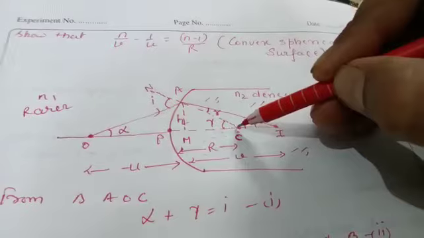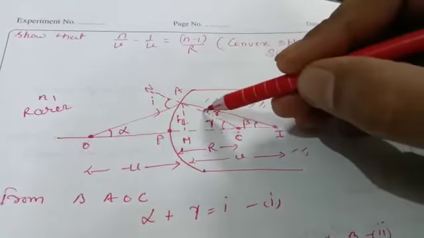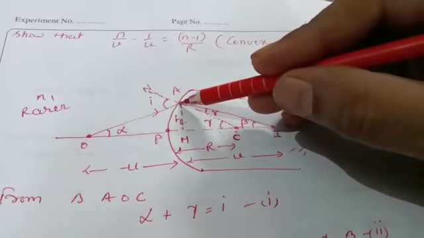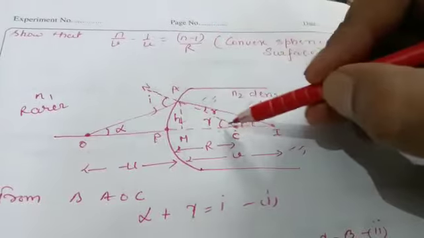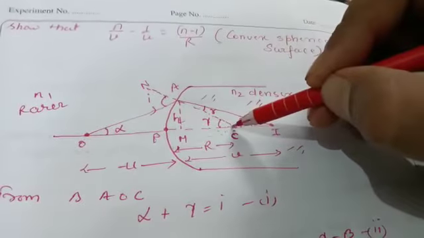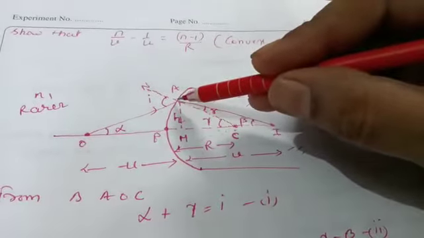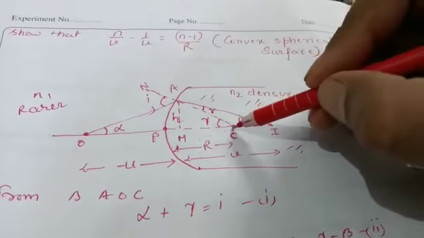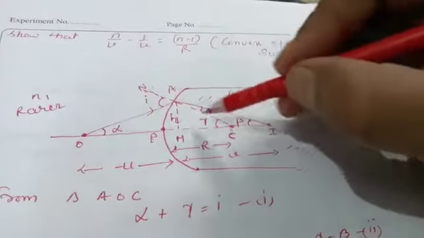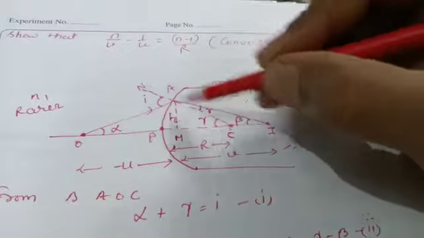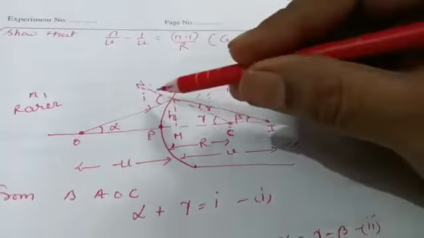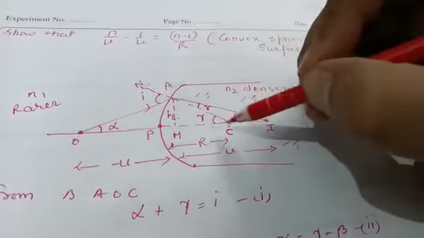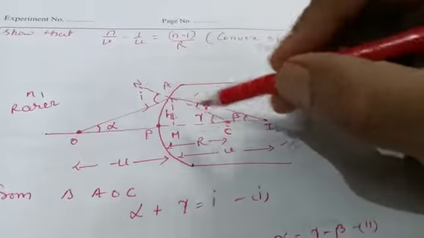Now this is the dotted line. If I join the center of curvature to this surface, this will be a normal line, perpendicular, because this is called the radius and the radius is always perpendicular to the surface. Now CAN is the normal drawn on the surface. We have done the same thing that we did in yesterday's class for the concave surface.